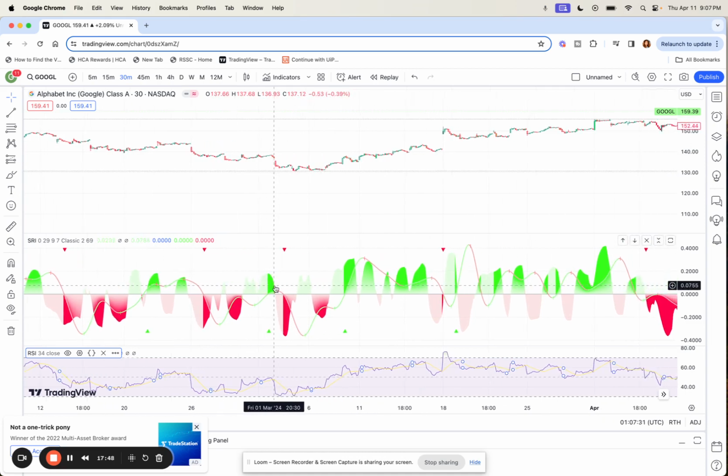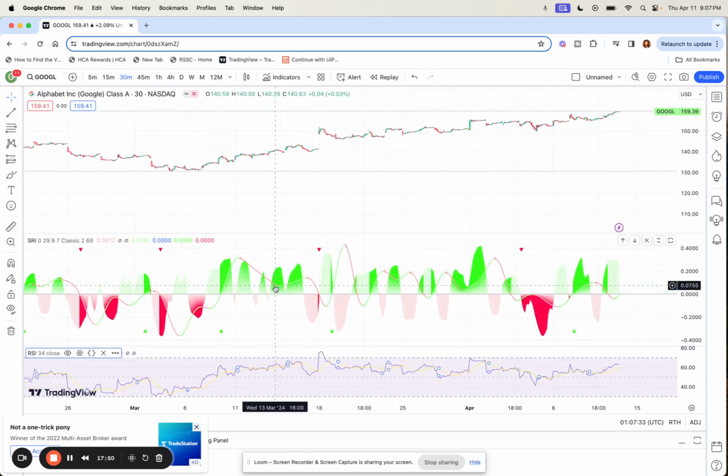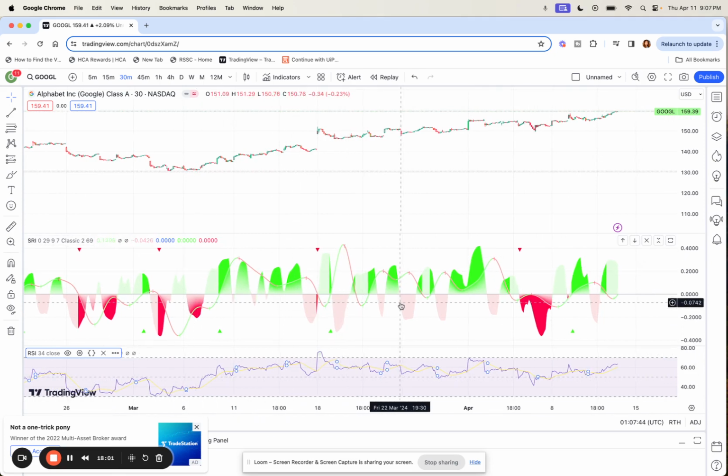So just taking a look at this, you definitely want to use both the RSI 34 close with the Shadow Range Index to have winning trades.